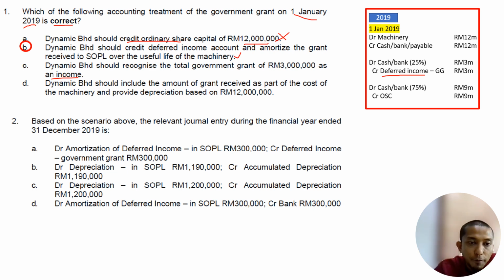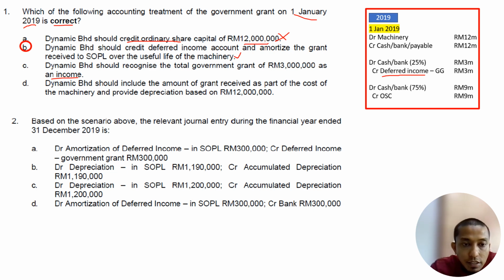The machine itself is 12 million. No need to include anything, that is the cost of the machine. No need to include the grant. If you say you want to include the grant, 12 million plus 3 million, it will become 15 million, right? So no, that is not D, that is B.